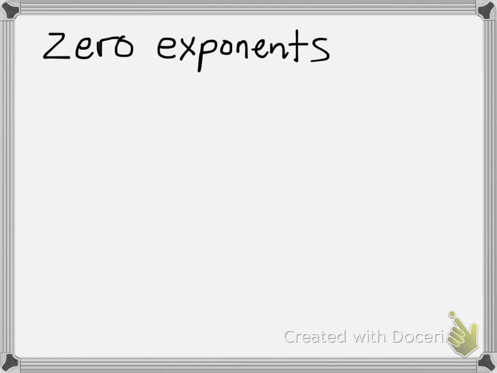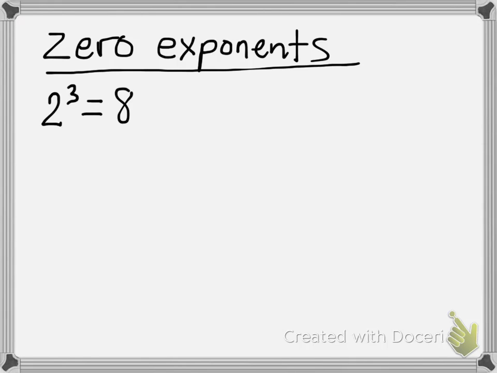The next part is zero exponents. Something strange kind of happens when you take something to a zero exponent. So let me show you, I want to prove it to you first in patterns. If I have 2 cubed, that's 2 times 2 is 4, 4 times 2 is 8. And if I have 2 squared and I drop my exponent down 1 each time, 2 squared is 4. And 2 to the first power is 2.